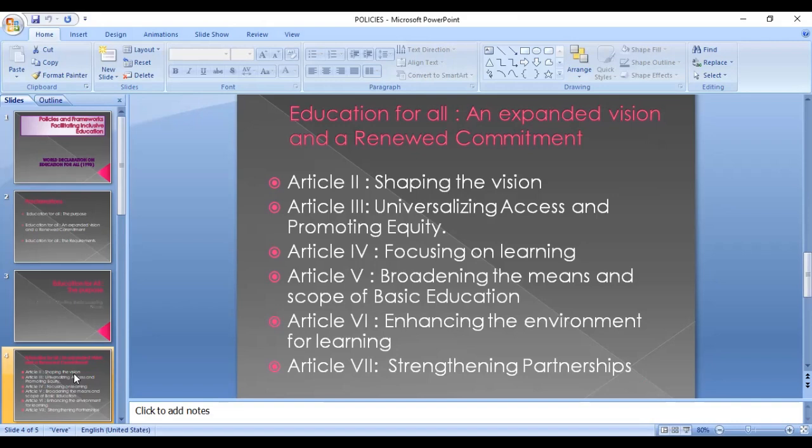The next one is enhancing the environment for learning. The environment should be developed. And the next one is strengthening partnerships. Partnerships among whom? Among all the countries.